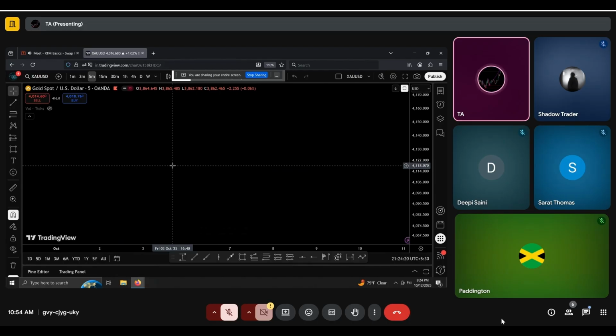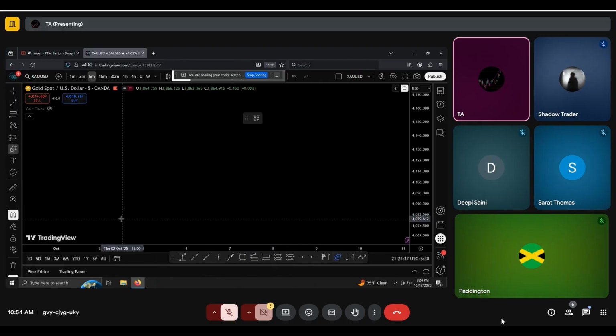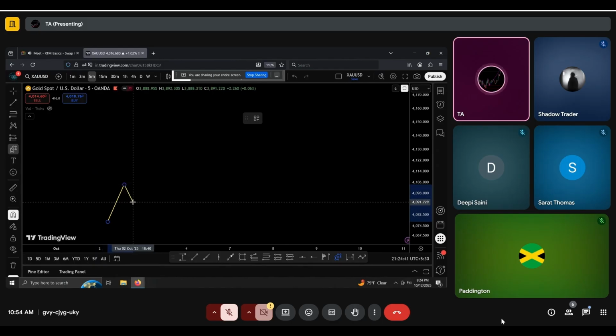I see some of you are drawing the FTR and FL in the wrong way. They are small, little things, so I will explain them again. Okay. So price moves like this, pulls back.